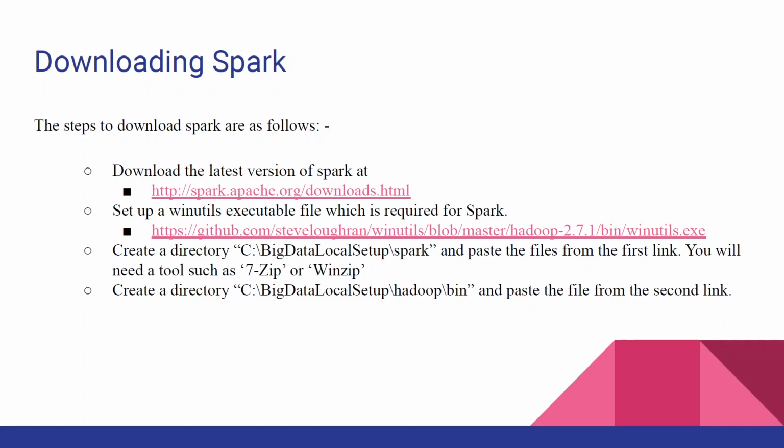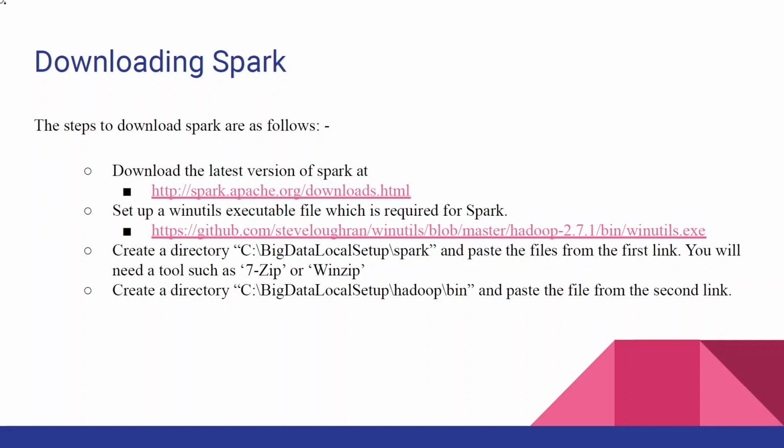So to download Spark, you can go to spark.apache.org and go to the downloads page and download the latest version from there. Second, we will be needing an executable file called WinUtils, which can be found at this GitHub link over here. Besides these two things, we will also be needing a program to handle compressed files. It could be 7-zip, WinZip, or any other freeware of your choice.